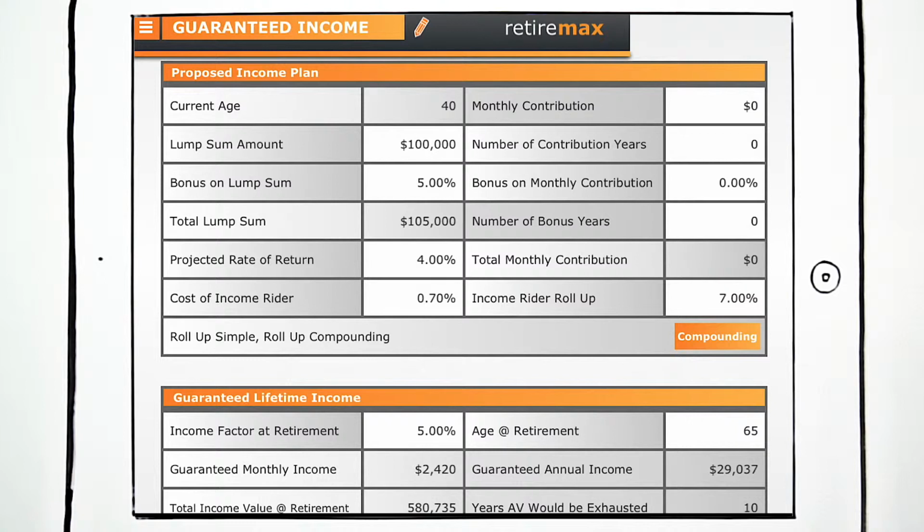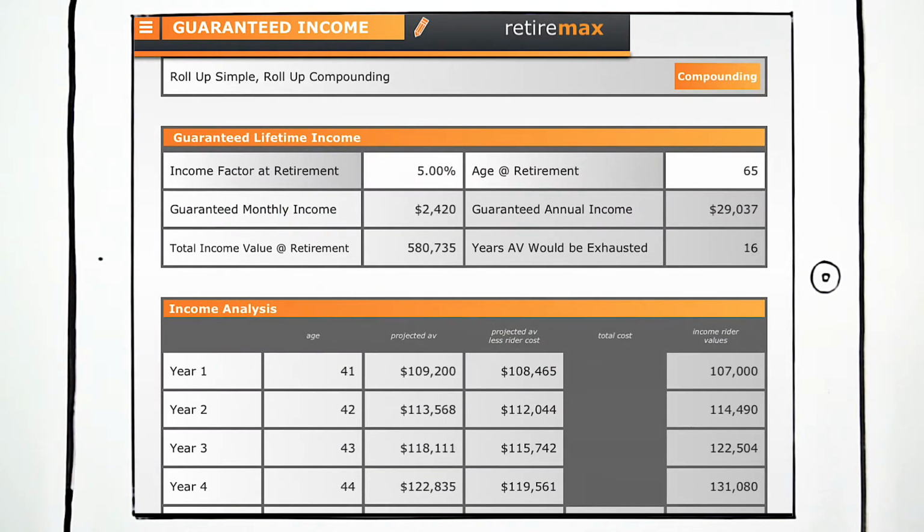For the income rider roll-up, I'll put 7% and will toggle the orange cell to compounding. Notice that it toggles between simple and compounding. In the retirement income section, I'll input 5% and the percentage of income factor at retirement cell and age 65.